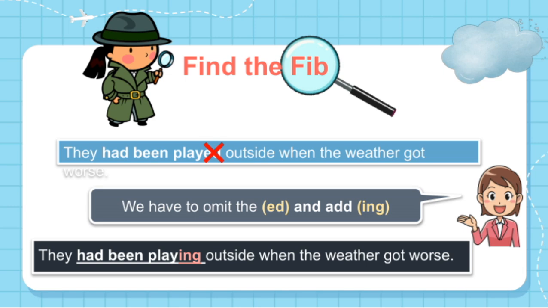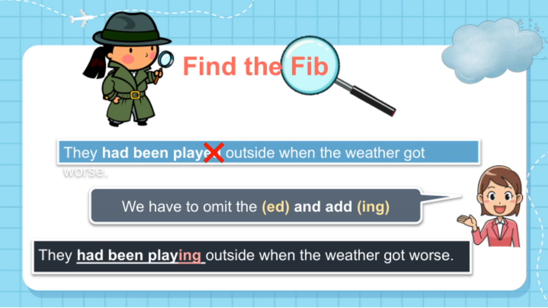We have to omit the ed and add ing. This is important because it highlights how we form the past perfect continuous tense. Instead of saying had been played, which would be incorrect, we say had been playing. The key here is understanding the structure. Subject plus had been plus verb with ing.